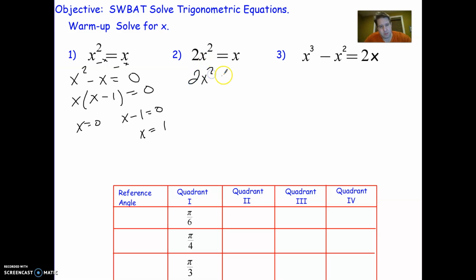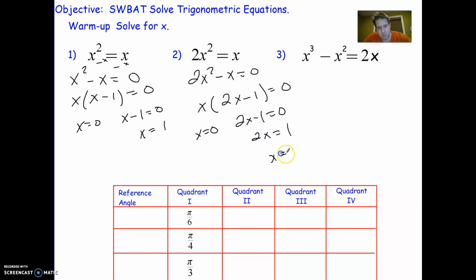So this becomes 2x squared minus x equals 0. Factor out the x, becomes x times 2x minus 1. x equals 0 is this one, and then 2x minus 1 equals 0 becomes 2x equals 1, which means x is 1/2.